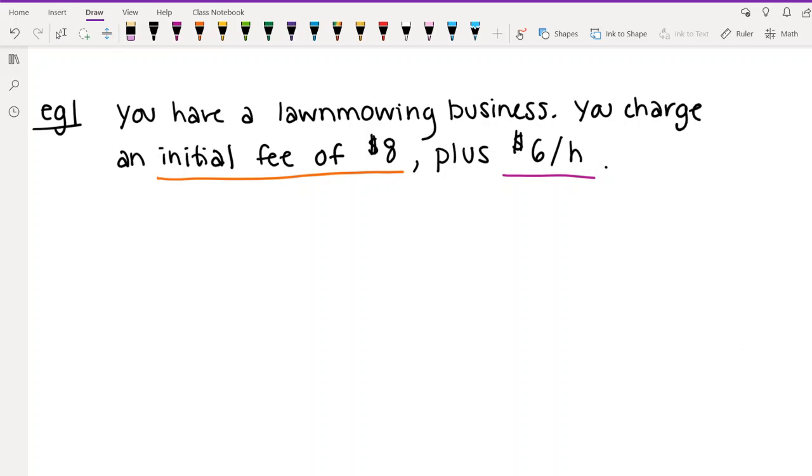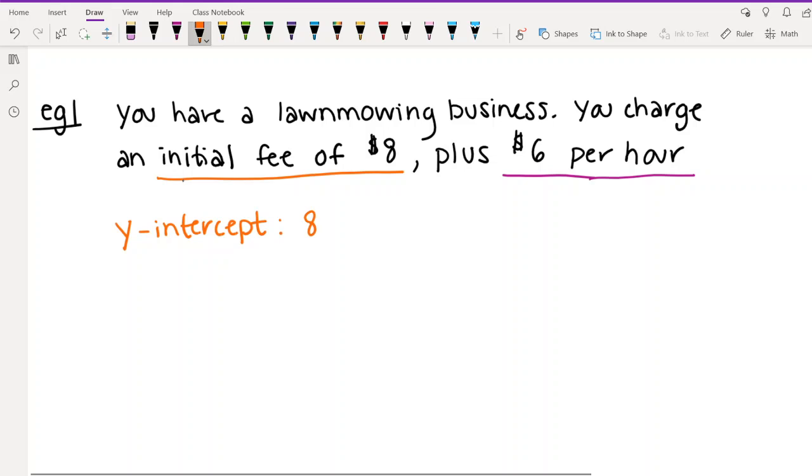And another good hint, and let me even write this out in words, I mentioned this in an earlier video, this word per corresponds to division, right? Miles per hour, you can also write as miles divided by hours. That word per should always make you think of a rate of change. And so when you see $6 per hour, it's like, okay, that is my rate. So that tells us that our y-intercept is going to be 8, and our slope is going to be 6.